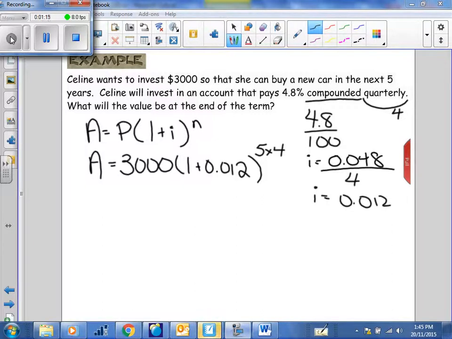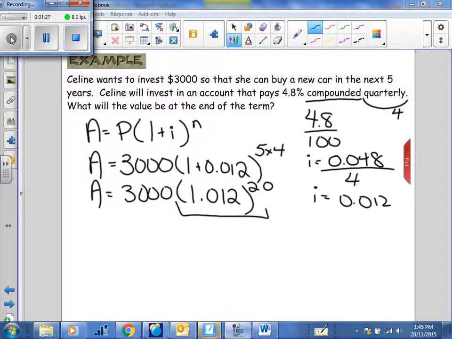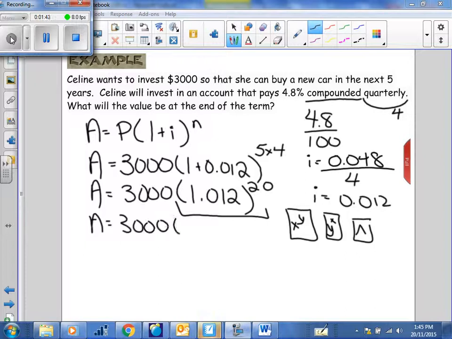So now all I'm going to do is simplify my expression. 3,000. Add those two up. 5 times 4 is 20. Now this is my first step. I'm going to use the exponent button on my calculator. It might look like that, it might look like that, or it might look like that. However, try this, so make sure that you can get this on your calculator. It's really important that you can.